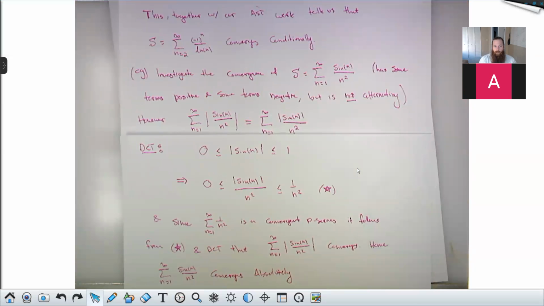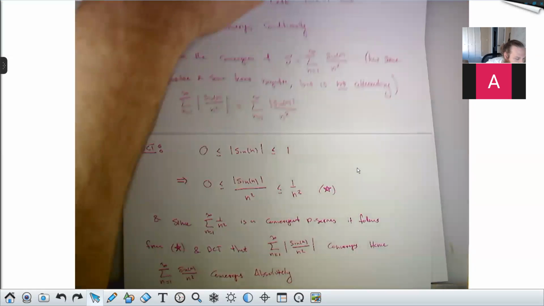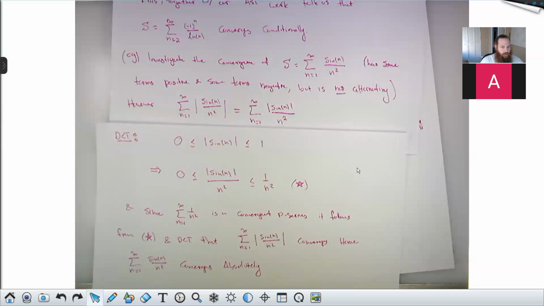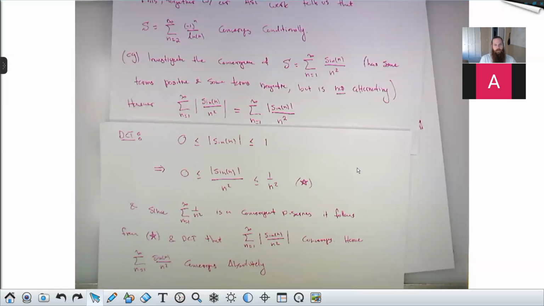So sometimes if you have a series that's tough to work with, one way to make life easier is to take absolute values on the inside. Now, if doing that gave me a divergent series, I wouldn't learn anything. All I would learn is that the original series doesn't converge absolutely. But in this case, when we took the absolute value on the inside, the result was a series that I could show converges using DCT, which means that my original series converged absolutely.